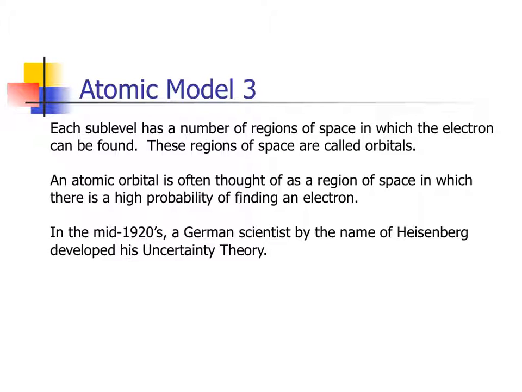Now, each sublevel has a number of regions in space. These would be the orbitals. So now we're really getting away from Bohr's model. These orbitals are areas or regions of space in which you have a high probability of finding electrons. And they're not going to be real nice looking things all the time. They're not the circles that many people think. They have some very interesting shapes.